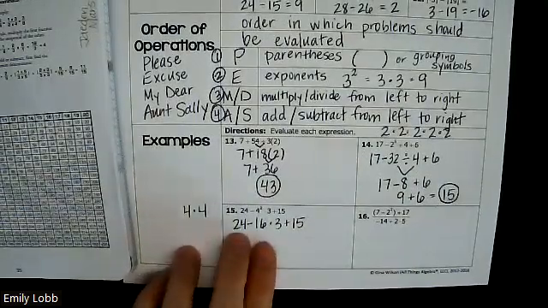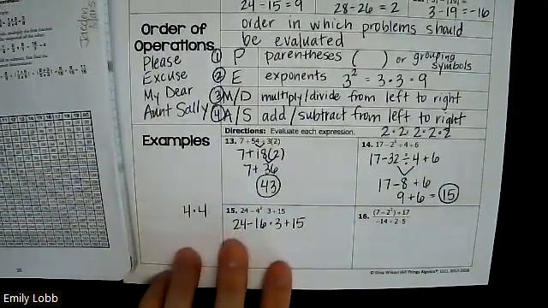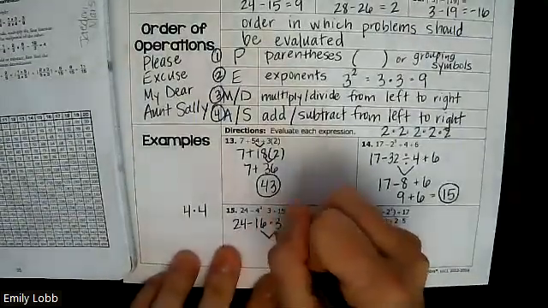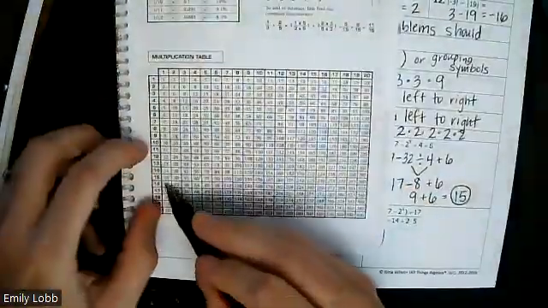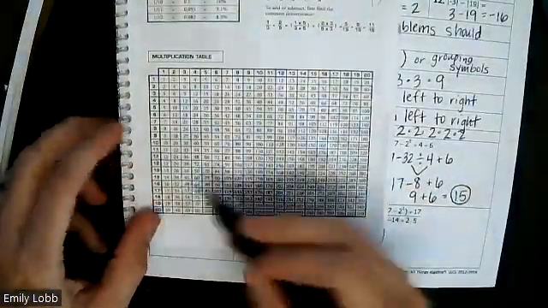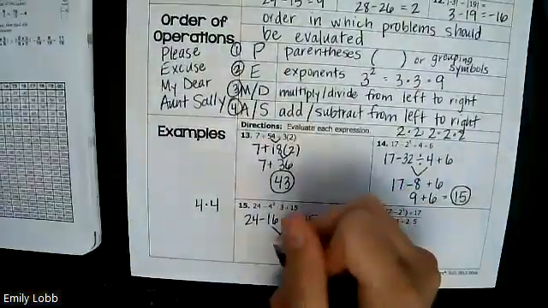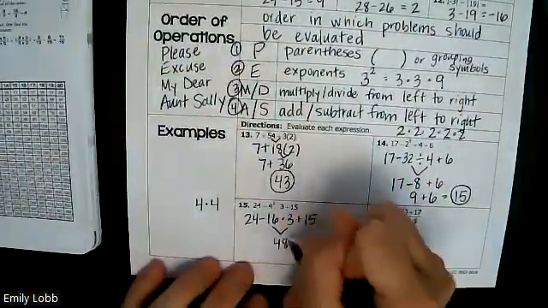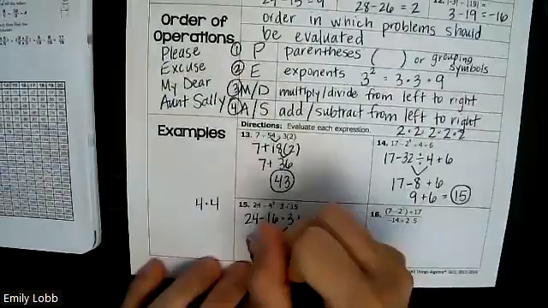All right, now what do I do? Multiply. So what is 16 times 3? 48. Don't forget to bring down this negative sign.